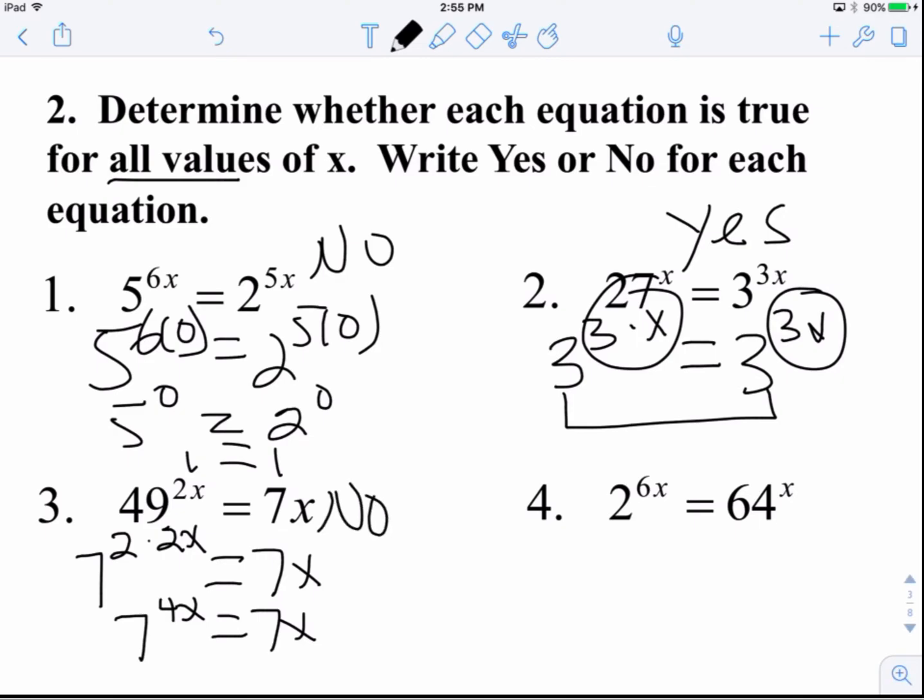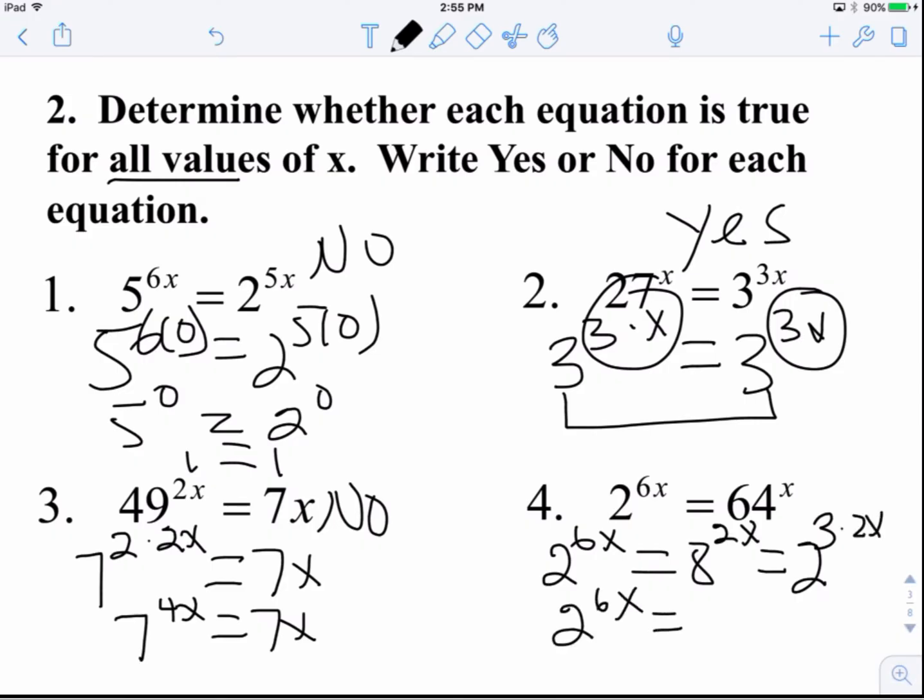For number 4, we have 2 to the power 6x, and rewrite 64 as 8 to the 2nd power x. But 8 can be written as 2 to the 3rd power times 2x. So this is 2 to the 6x equal to 2 to the 6x. The bases are the same, the exponents are the same, so this is true for all values of x.